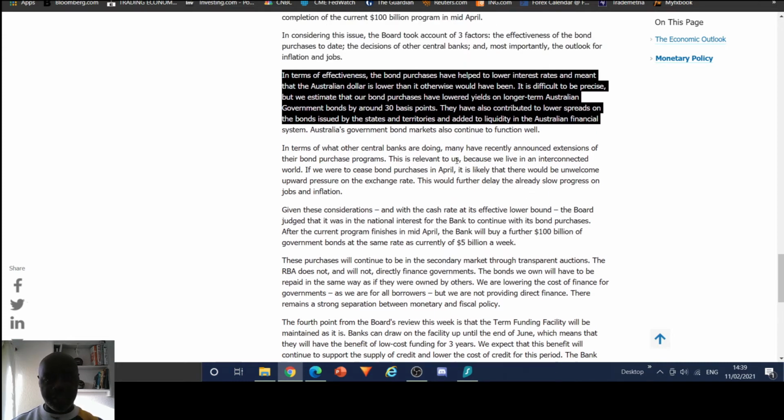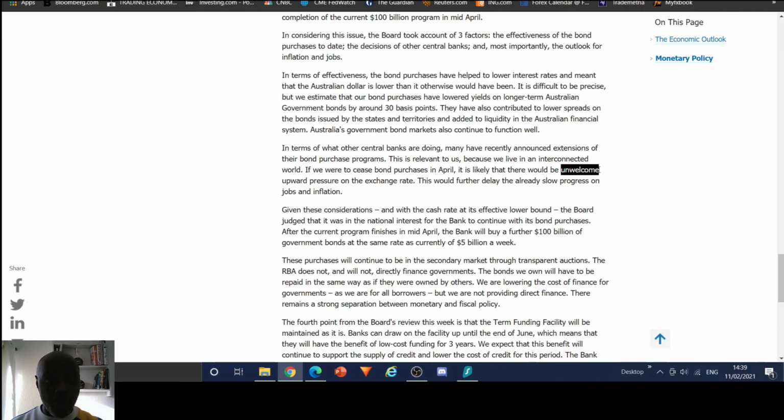Guys, he's telling us exactly what his thoughts are there. If we were to cease bond purchases, it is likely that there would be unwelcome upward pressure in the exchange rate. Guys, that's proof that the governor of the RBA is forcibly trying to keep the exchange rate, the Australian dollar, low. And if it was to climb, it's going to be unwelcome. And why? Because it's going to push up inflation and it's going to push up the attractiveness of the Australian economy.